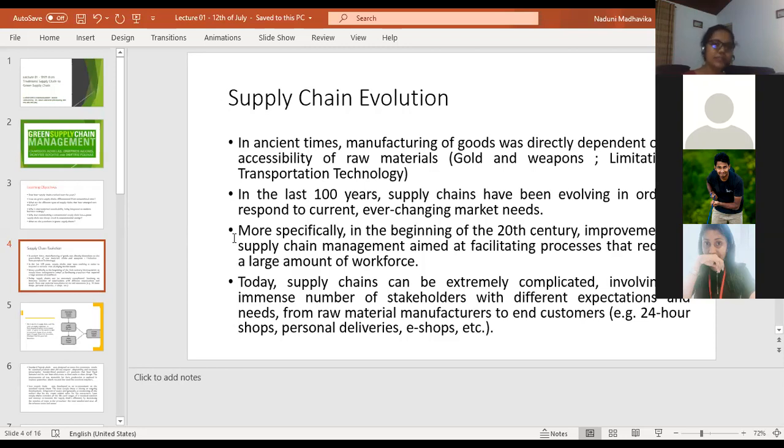That means their customers are in other countries. Everything had happened mainly because of globalization. Globalization is only one reason. What may be the other reasons? Why has supply chain management become really complicated now? Globalization is one, very good.